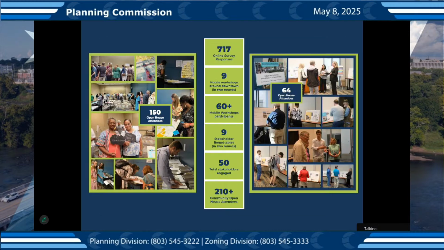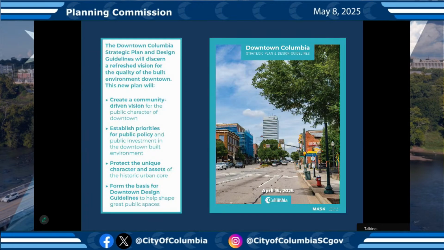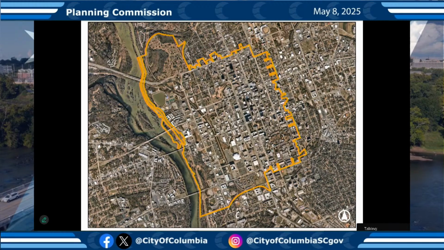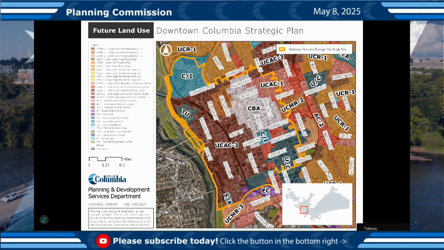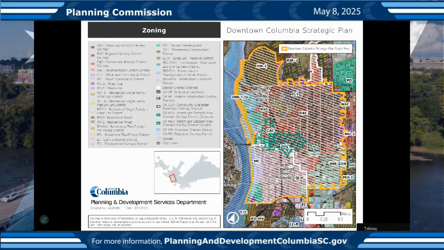So let's see. This is the area, sorry, I just wanted to show you the boundaries. And of course, the boundaries are based on the former city center design district and the Innovista district. So this yellow line represents those two areas, all as one geography. And that was the study area for the planning process. And you can see there's a lot of different land uses and different zonings within that area.